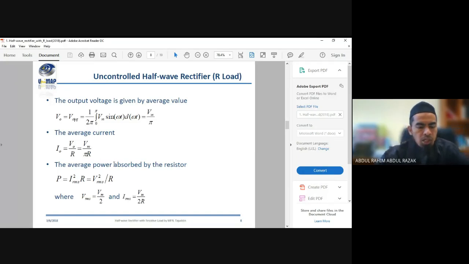What is the average power absorbed by the resistor? The power equation is P equal to I square R, P equal to V square over R, or P equal to VI.